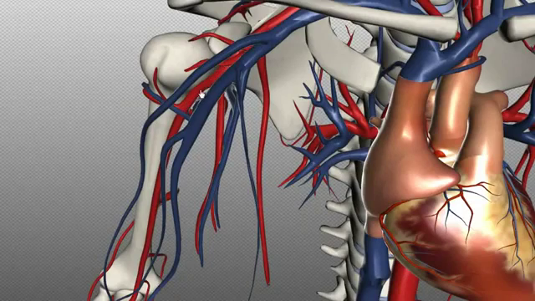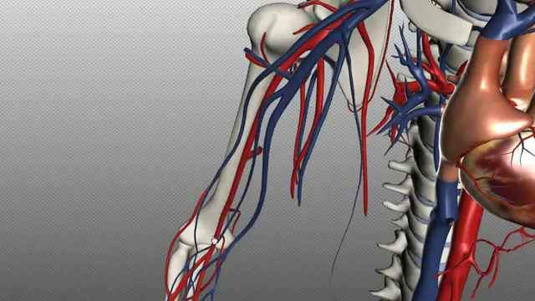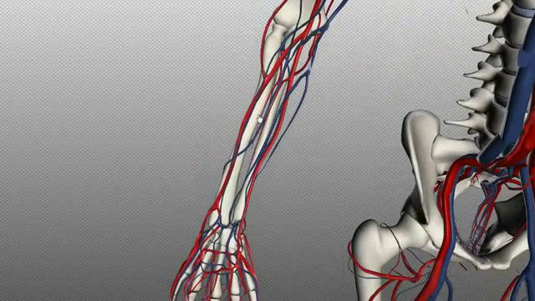The axillary artery runs here. The axilla refers to the armpit, so it runs in the armpit region. If we just follow it down, you can see the artery running down the humerus. This artery is the brachial artery, and the brachial artery then splits into two: the radial artery and the ulnar artery.